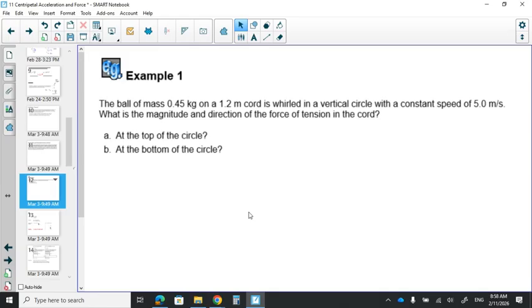And so here we go. We have a mass of 4.45 kilograms on a 1.2 meter cord whirled around in a vertical circle with constant speed. That's uniform circular motion vertically. And it says, what is the magnitude and direction of the force tension in the cord when it's at the top and when it's at the bottom?